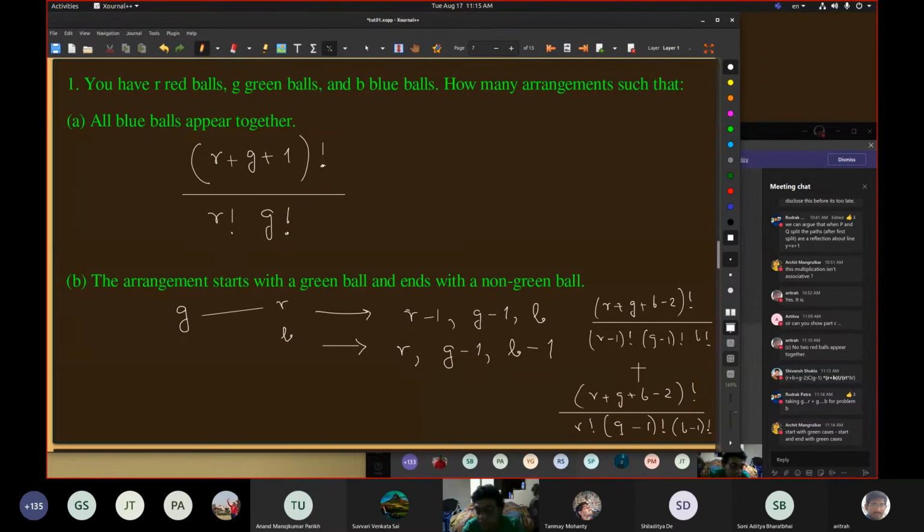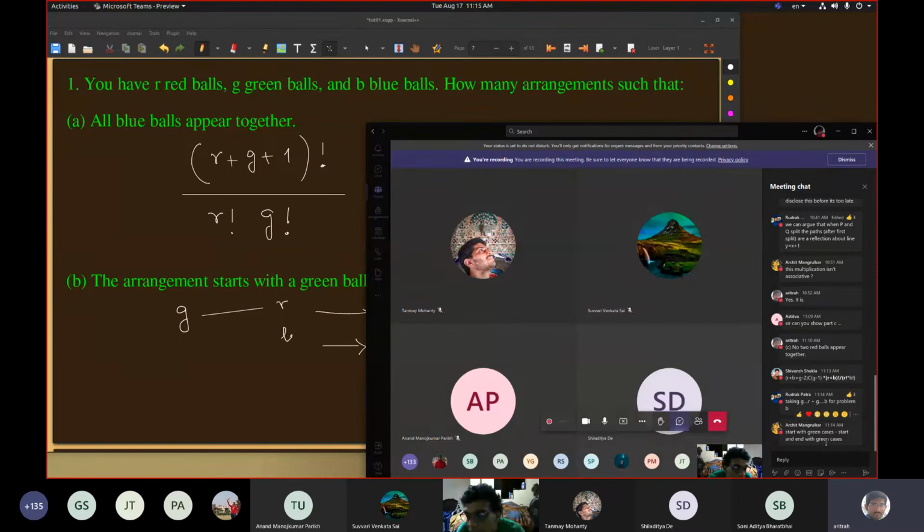Okay. Yeah, Archit, your suggestion is also there. That's an alternative solution. Yes, yes. Minus, you can also do this minus thing. Yeah, that is also fine. Start with green minus start and end with green. Yes, this is also fine. Okay, so this is a simple thing.